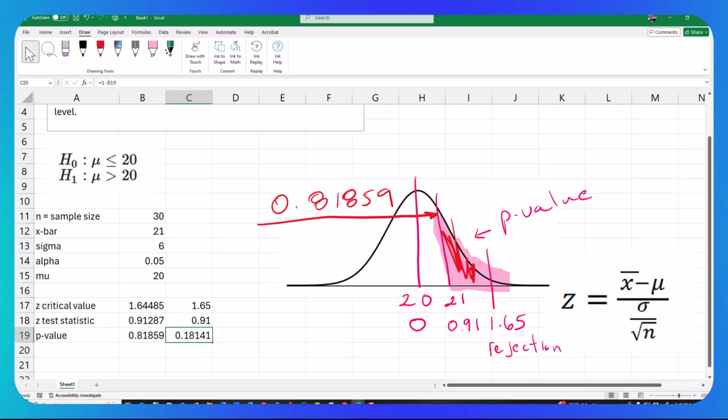Therefore, we would say the probability we would expect to get 21 if the true mean is 20 is about 18%. This is certainly higher than alpha, 0.05. If the probability is greater than your level of significance, which is alpha, then you fail to reject as well.